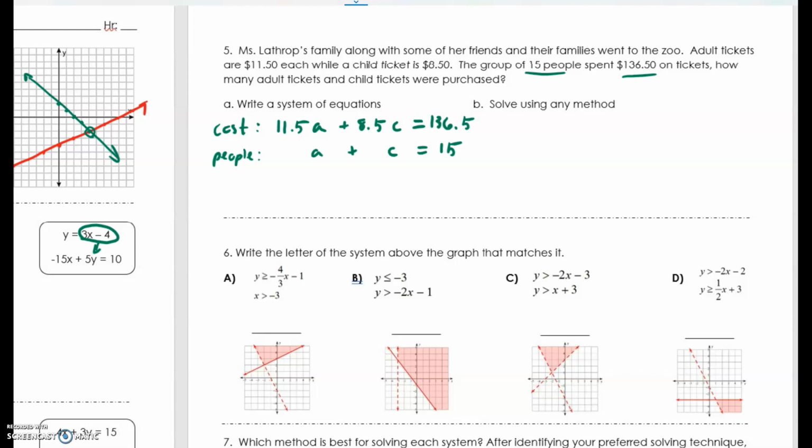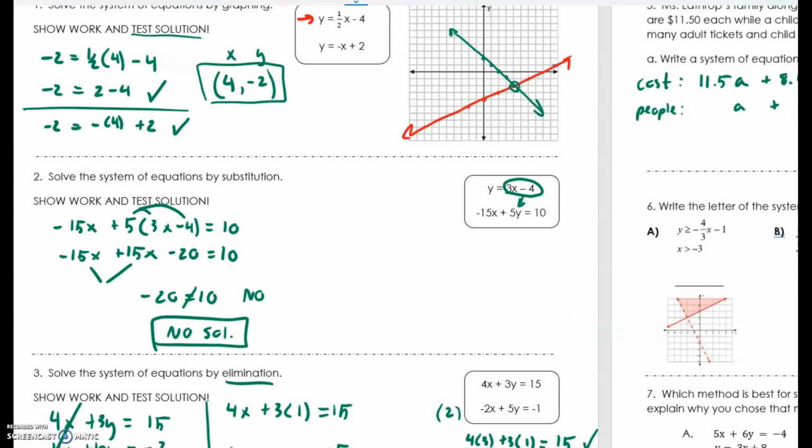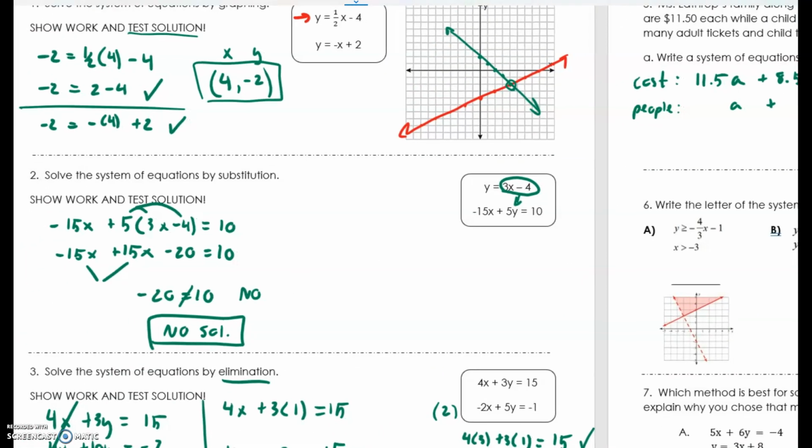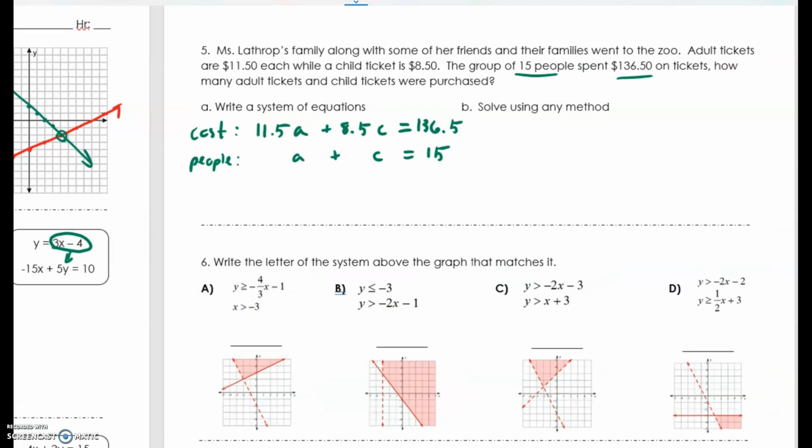And then now it says to solve the system by any method. So elimination would be a good method. If you do want to use elimination, you're going to have to multiply the bottom equation by either negative 11.5 or negative 8.5. But I'm going to go with substitution, and there's two reasons why. First, it's set up to where substitution's not that bad. And second, I didn't get to practice the substitution problem on the front page because it turned out to be a no solution. So this would be a good time to do substitution.